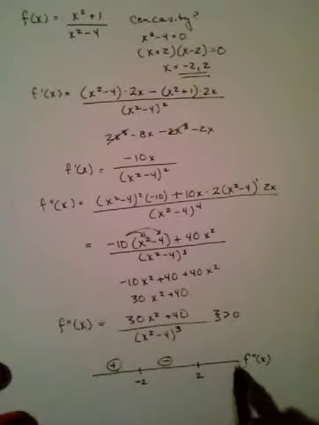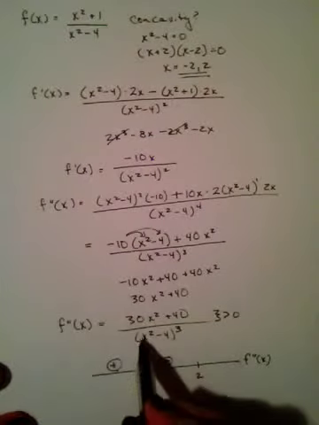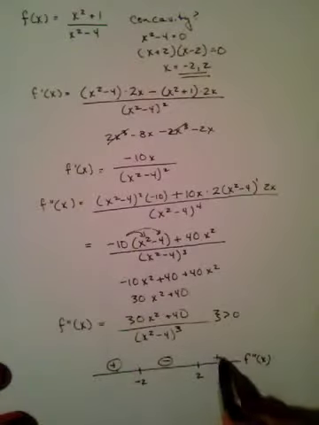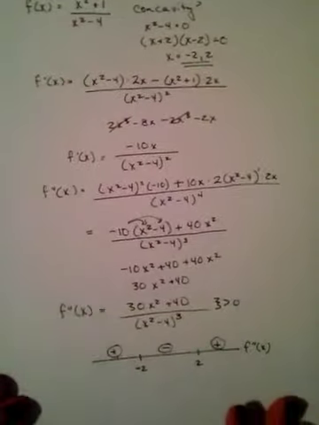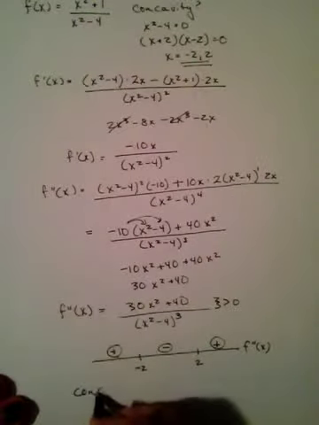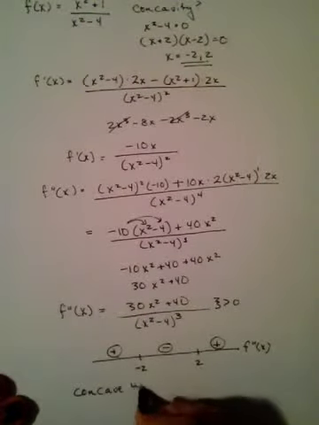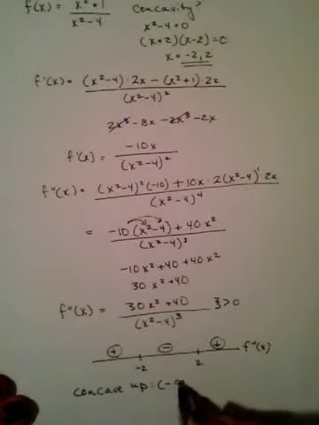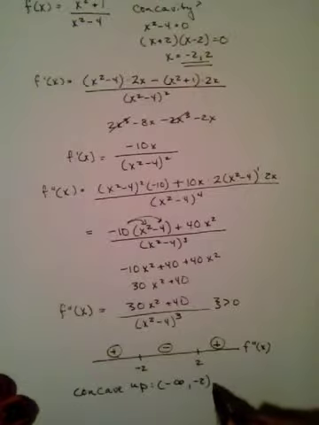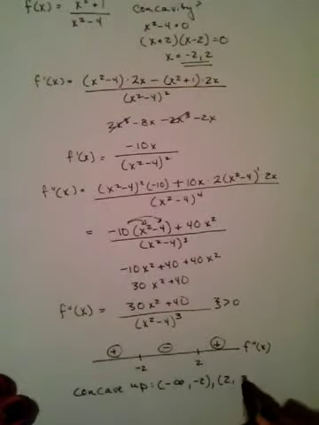I take a number to the right of 2, like 10. I'm going to get the same thing that I did for negative 10 because it's squared, so concave up in that interval. So my function is concave up on negative infinity to negative 2 and from 2 to infinity.